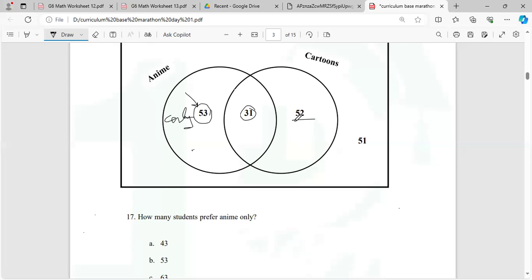The 52, only cartoon they like. What about this 51? Sir, the 51 means people who don't like any of them. Nobody, they don't like the anime nor the cartoon. So these are the neither persons. They neither like anime nor cartoon. I'm not sure what they like, probably sports. Alright. So for the answer, how many students prefer anime only? It should have been 53.